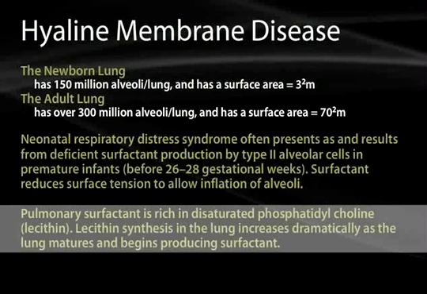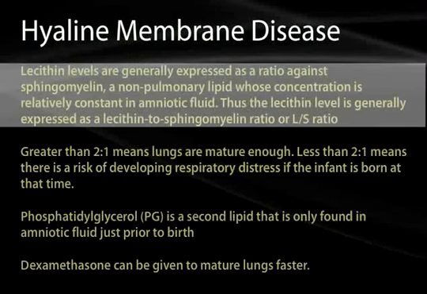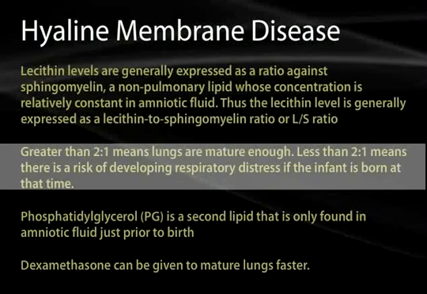If pulmonary surfactant is rich, there's going to be a level of desaturated phosphatidylcholine, or lecithin, and that lecithin synthesis in the lung is going to increase very dramatically as a lung matures and begins producing surfactant. Surfactant levels are generally expressed as a ratio against sphingomyelin, and sphingomyelin is a non-pulmonary fat whose concentration is pretty constant in the amniotic fluid. So as this ratio starts to change during growth, it starts to be a better indicator of whether or not the maturing lungs are coming into play.